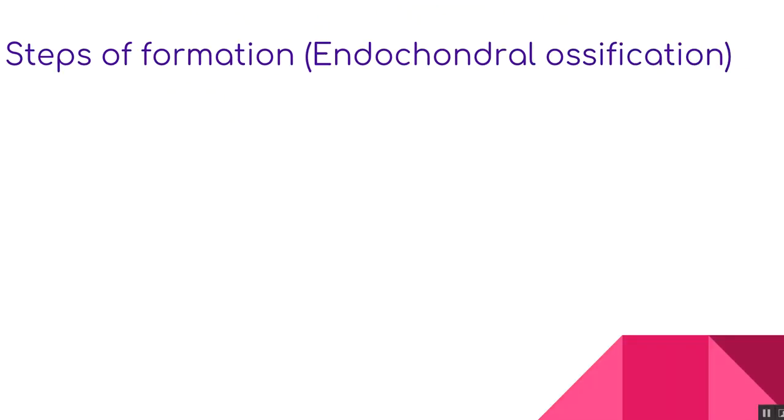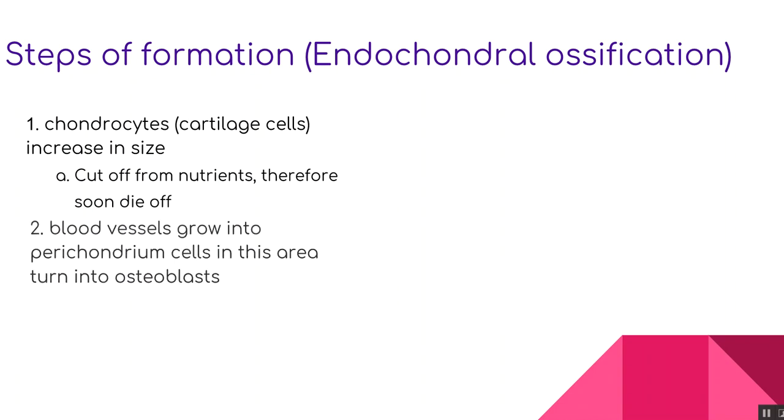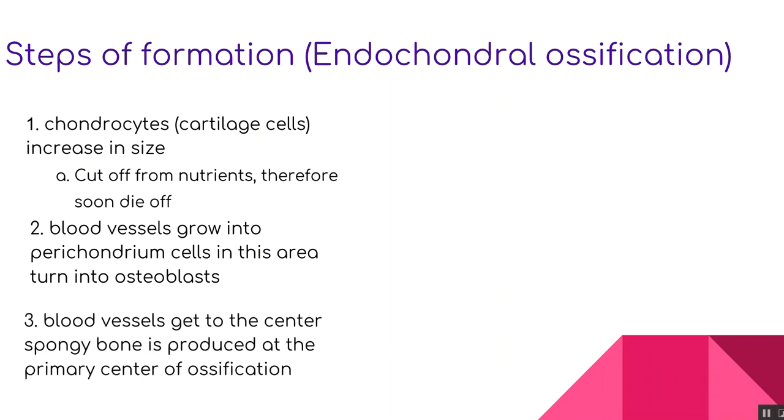All right, so formation. You do not have to write this part down. These are the steps, and there are 6 steps. So the first one is the cartilage cells increase in size, and eventually they get cut off from the nutrients. So they're going to die because they go away from the oxygen and the nutrients they need. Blood vessels grow into the perichondrium, cells in this area turn into osteoblasts. Blood vessels get to the center, and spongy bone is produced at the primary center of ossification.